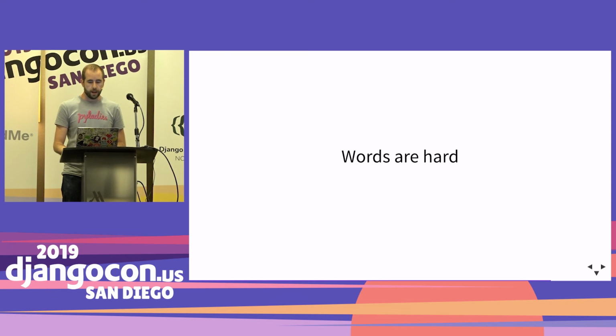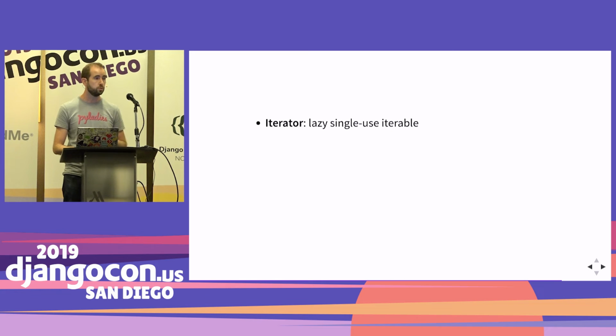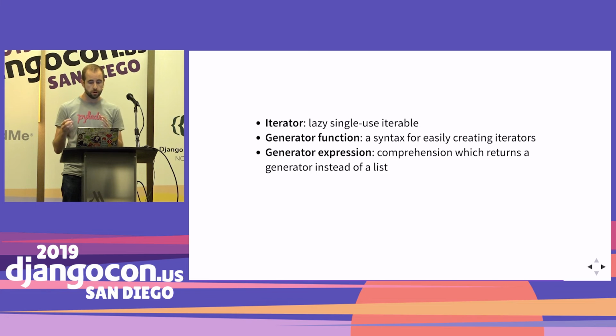So I have some bad news. The way I used the word generator throughout this whole talk is not a universal usage of that word. So the way I defined these terms is that an iterator is a lazy single-use iterable that computes its next item and gives it back to you as you loop over it. Does work as you loop over it. A generator function is a special syntax that we can use to make a function that returns one of these iterators. A generator expression is also a special syntax that looks like a list comprehension, and when you evaluate it, it gives you an iterator back.